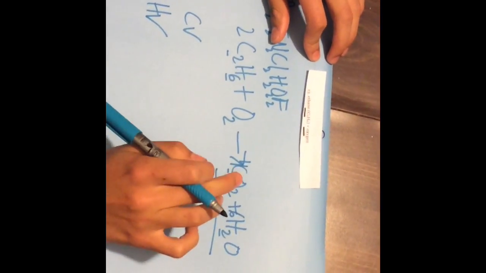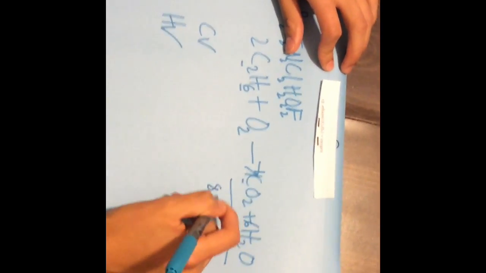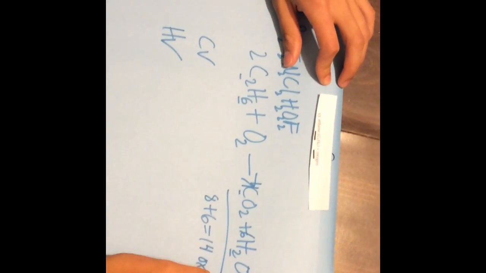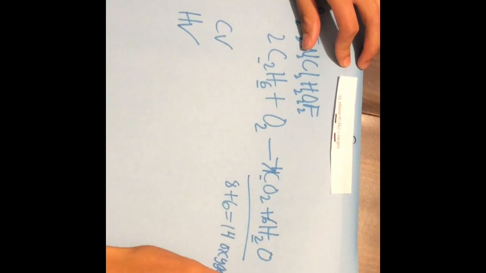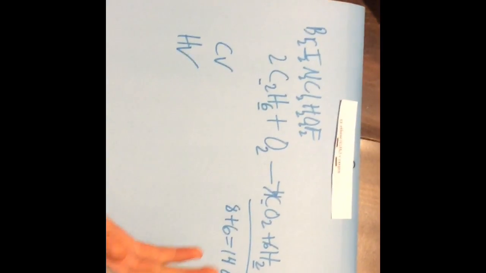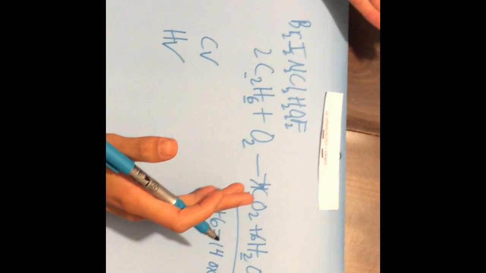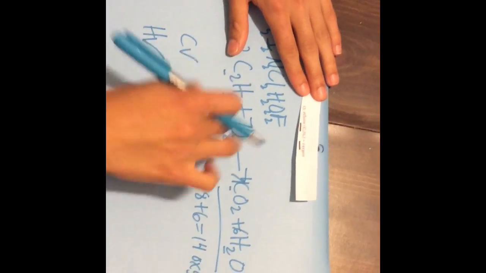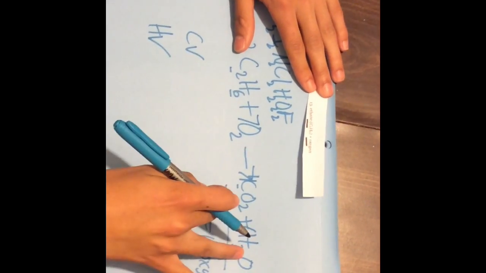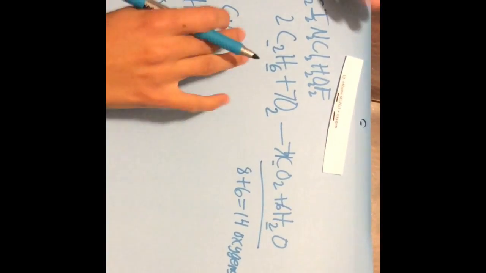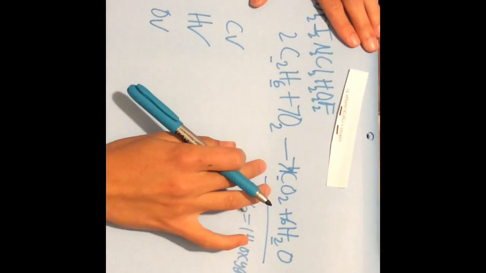So if you take a look here, we have 8 plus 6, which equals 14 oxygens. So we have 14 oxygens on the product side, where here we only have 2. So what number times 2 equals 14? 7, of course. Add the 7 there, 14 oxygens here, 14 oxygens here. It is A-OK. Oxygens are good, and this is a perfectly balanced equation.